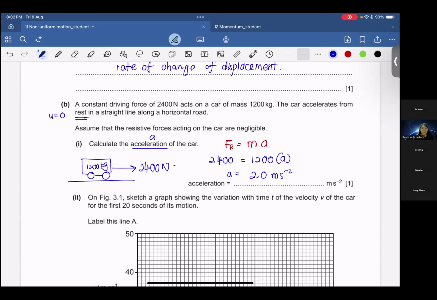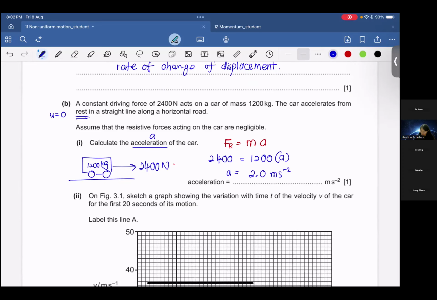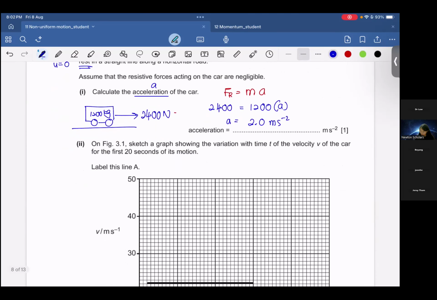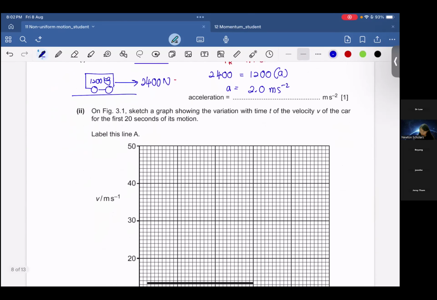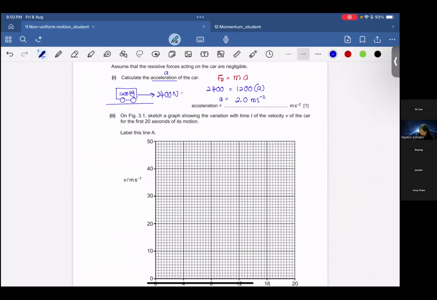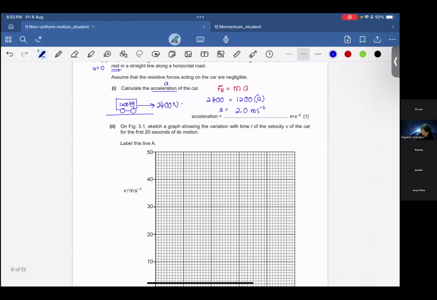2.0, two significant figures. Okay, this one is easy. Then here, on figure 3.1, sketch a graph showing the variation with time of the velocity. Oh, you are going to sketch the velocity for the first 20 seconds. So here, one piece of information is the time, 20 seconds.